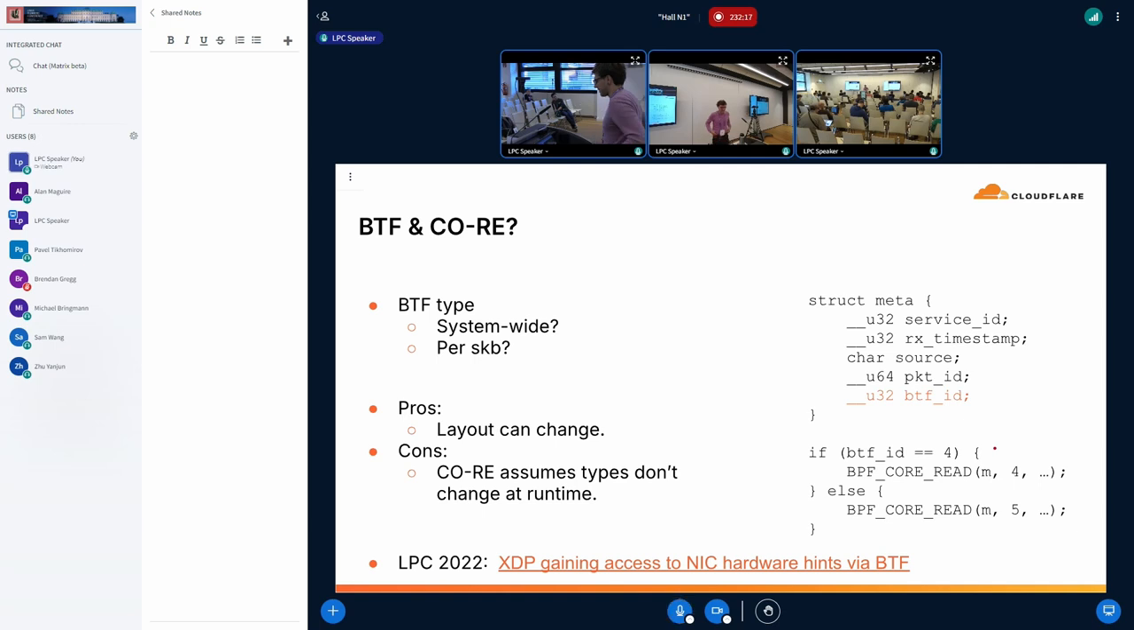But in practice, it doesn't really work very well because CO-RE assumes types don't change at runtime. At load time, you patch them up and find what the right type is. But if you have a running service and you want to add a new field to your metadata, then potentially the BTF will change. It's also not clear how you get the BTF IDs, so then maybe it ends up being this mess on the right here where you actually have to support reading different kinds of BTF IDs, and then it all kind of falls apart.